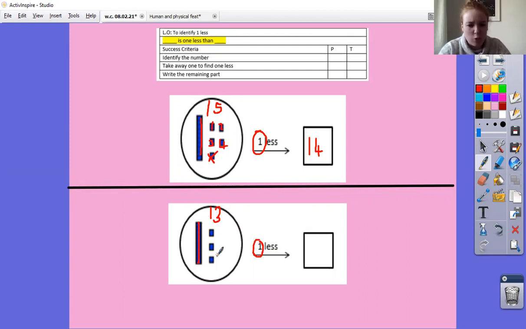So I'm going to take away 1 one and recount. I've still got 1 ten that hasn't changed, but now I've got 2 ones. The whole is 12. Brilliant. If you got that correct at home, congratulations.